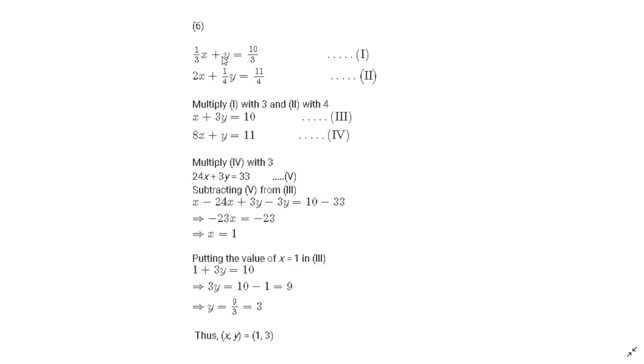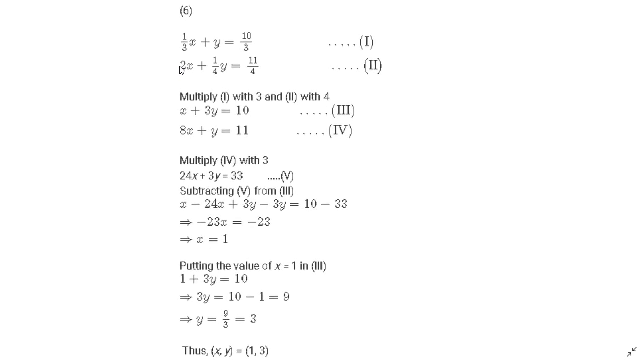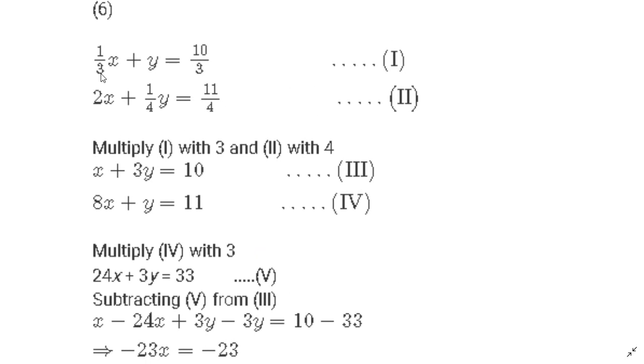Example number 6. So 1 upon 3 x plus y is equal to 10 by 3, and 2x plus 1 upon 4 y is equal to 11 upon 4. So what we can do here is we will multiply equation number 1 with 3 and equation number 2 with 4, because we have these fractional values as the coefficients. We have to cancel them out. So how to cancel 1 by 3? You should multiply 1 by 3 with 3, right? If you want to cancel out this 1 by 3, you have to multiply it with 3.